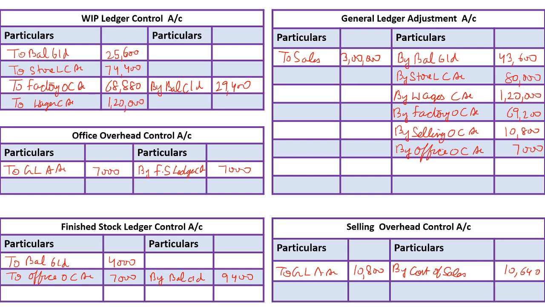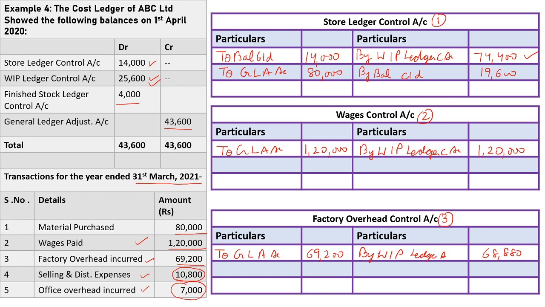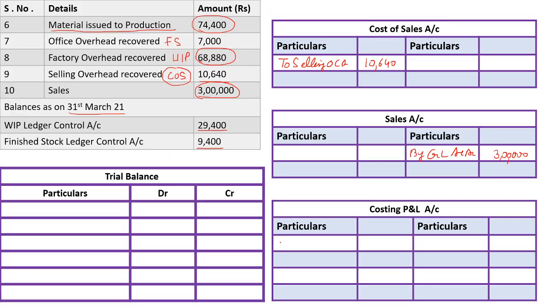1,20,000. And our last account is factory overhead control account, where balance has already transferred, but in case of factory overhead we pay 69,200 but we charge or recovered only 68,880. So it is under recovery of overheads. So the loss is transferred to costing P&L account amounted to 320. So in costing P&L account we write to factory overhead control account 320 rupees.